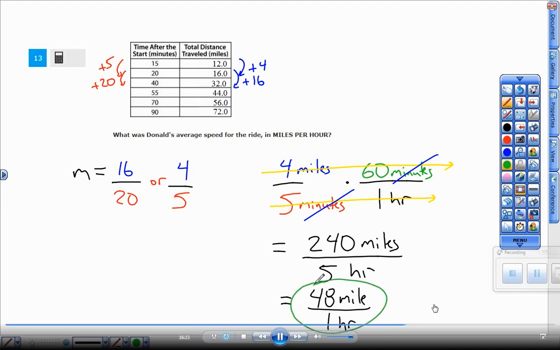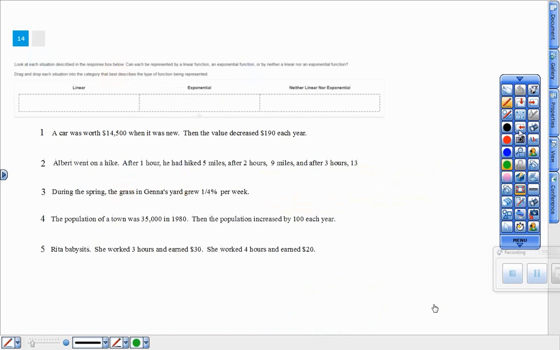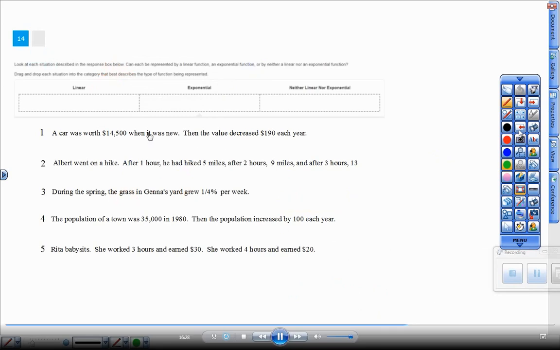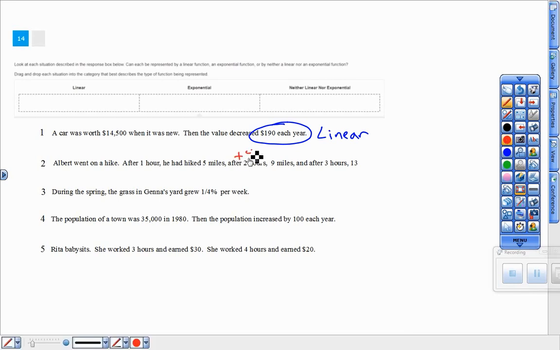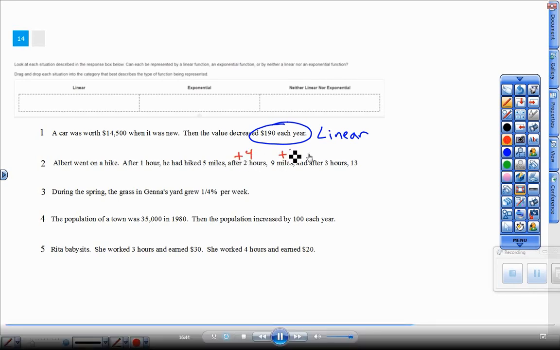Okay, 14. 14, again, recognition. This problem, decrease 190 every year. That's not a percent. It's not timesing, linear for this situation. Number 2, from 5 to 9 going up by 4. From 9 to 13 going up by 4. Constant rate going up, linear.